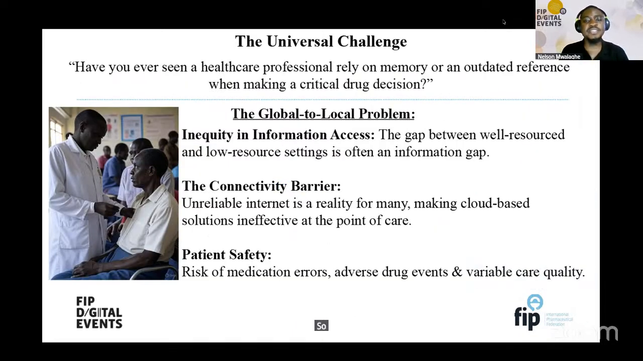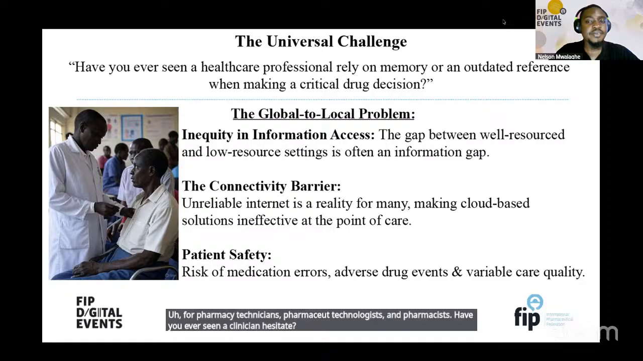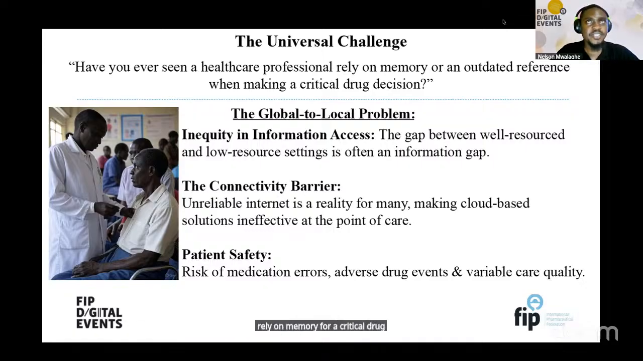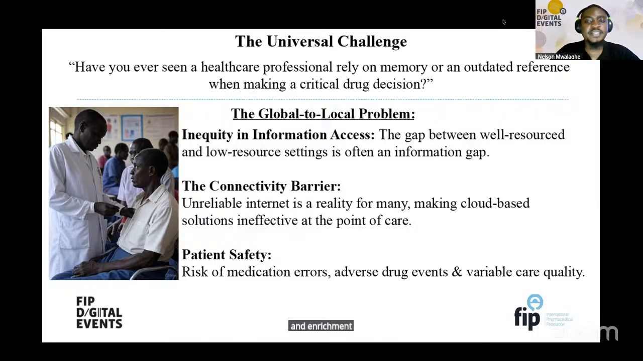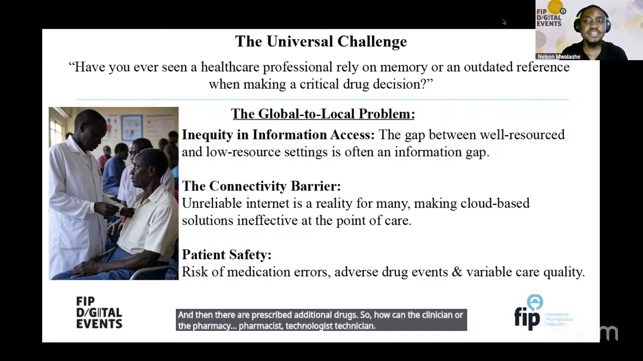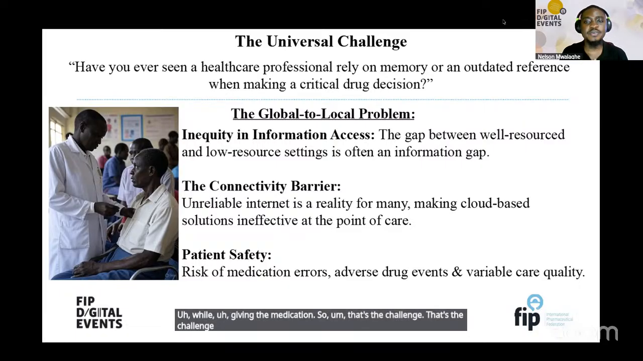So, the universal challenge. I'm going to pose a question for pharmacy technicians, pharmacy technologists, and pharmacists. Have you ever seen a clinician hesitate, or rely on memory for a critical drug decision? A good example is when a patient comes in with pre-medication, or let's say they are under an arrangement already, and they are presenting with different diseases, and then they're prescribed additional drugs. How can the clinician, pharmacist, technologist, or technician dispensing the drug identify if there are interactions while giving the medication? That's the challenge most pharmacists experience.